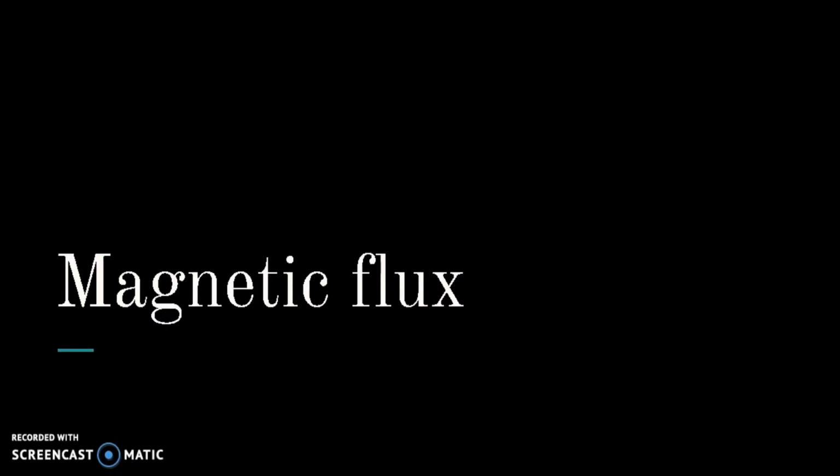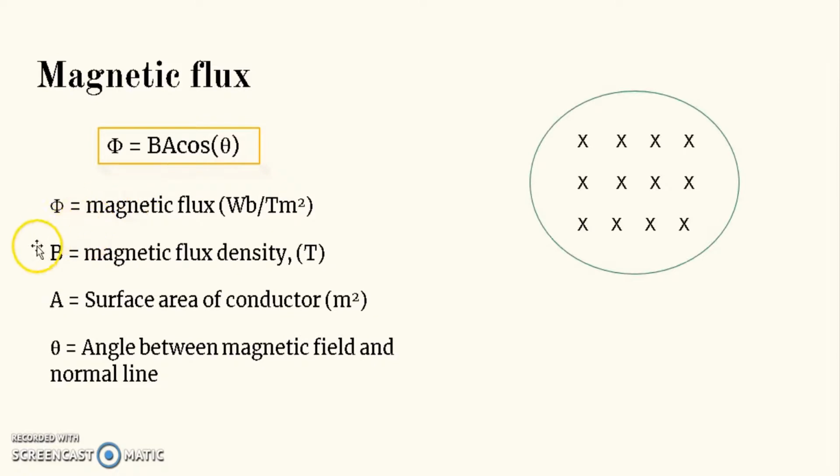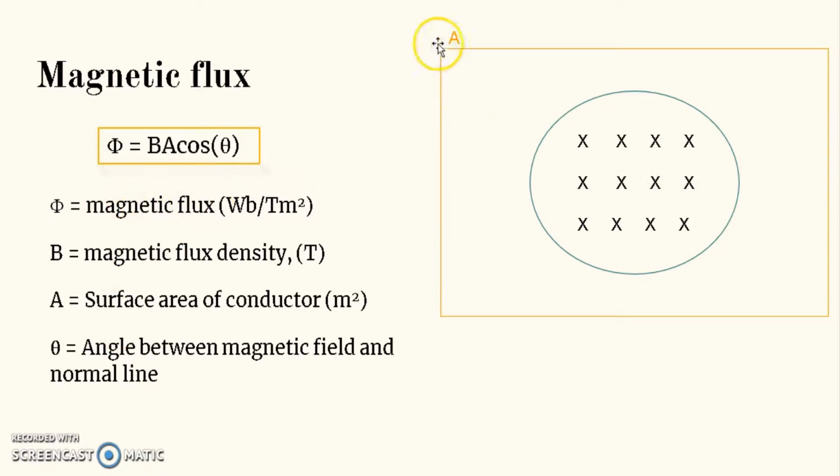Okay, magnetic flux. What is magnetic flux? Magnetic flux is basically BA cos theta. Magnetic flux density, however, can be imagined as the number of field lines per unit area, like this. Magnetic flux, however, can be imagined as the total magnetic field lines that pass through the surface area of A. Hence, magnetic flux equals the magnetic field lines per unit area times the area.